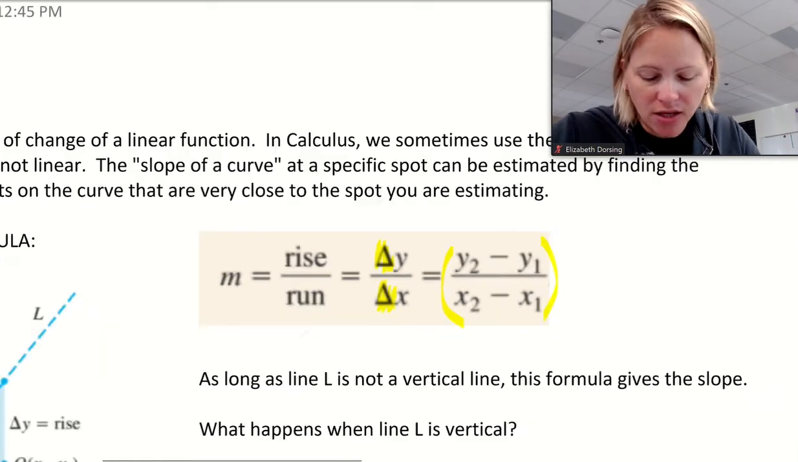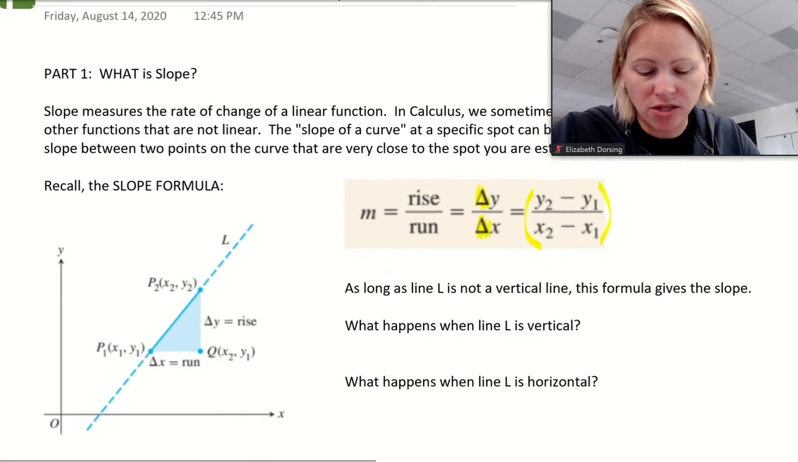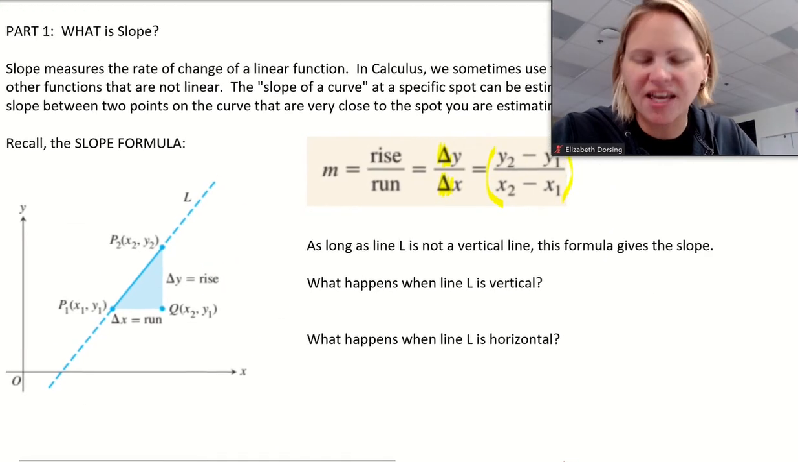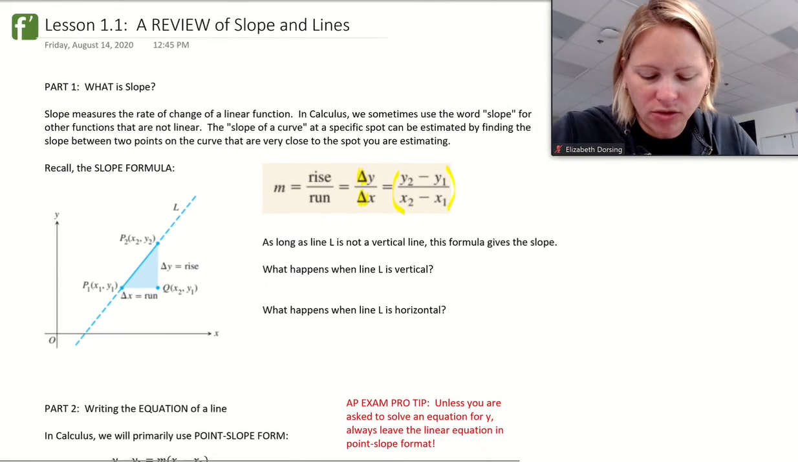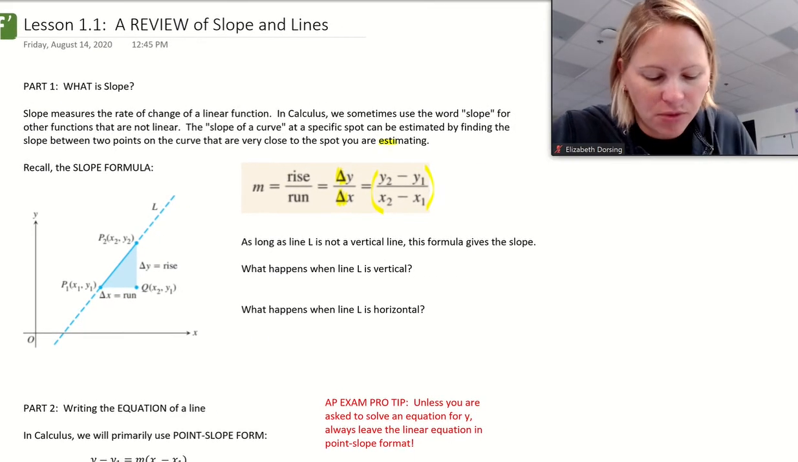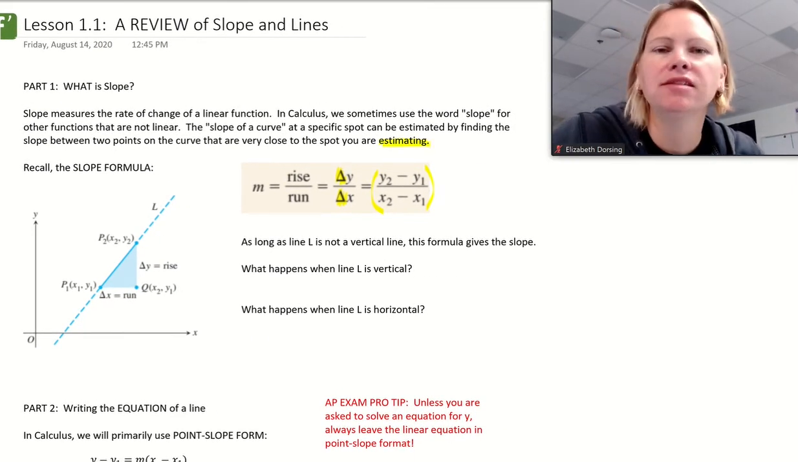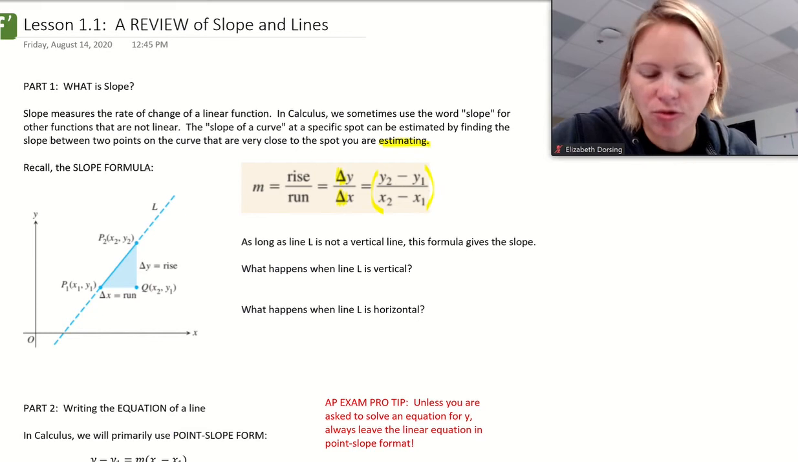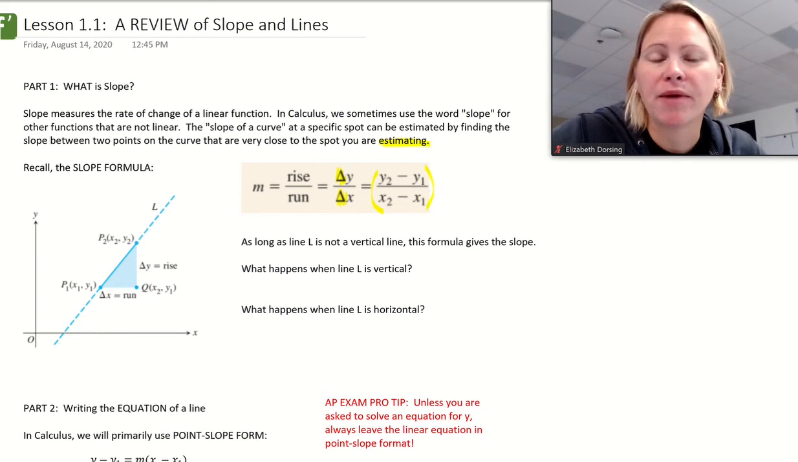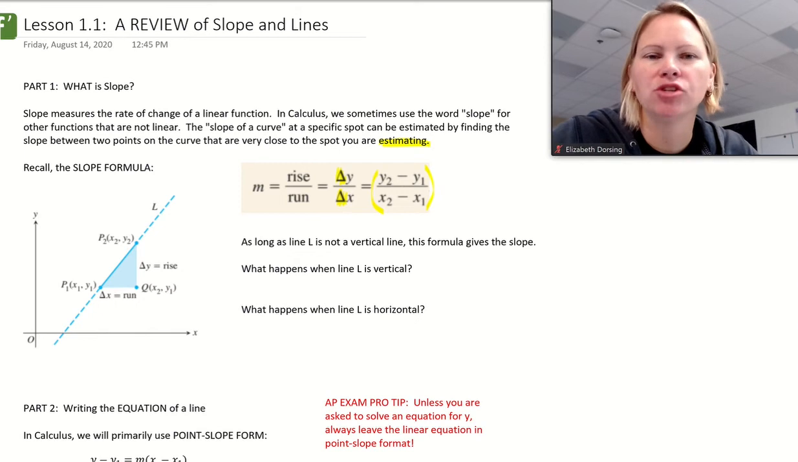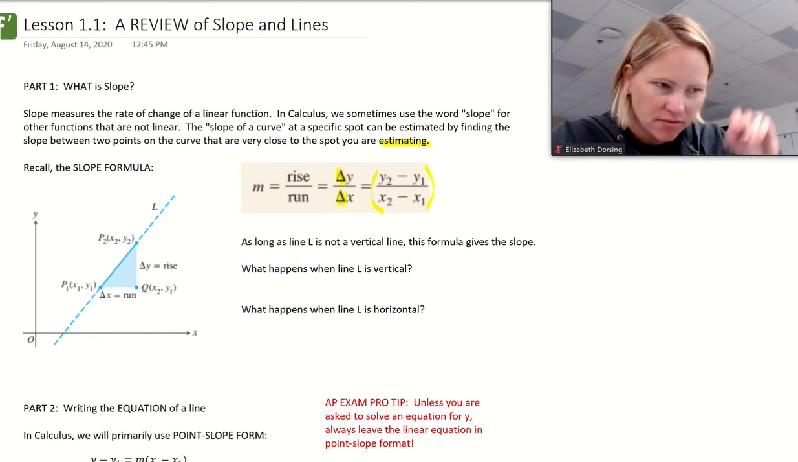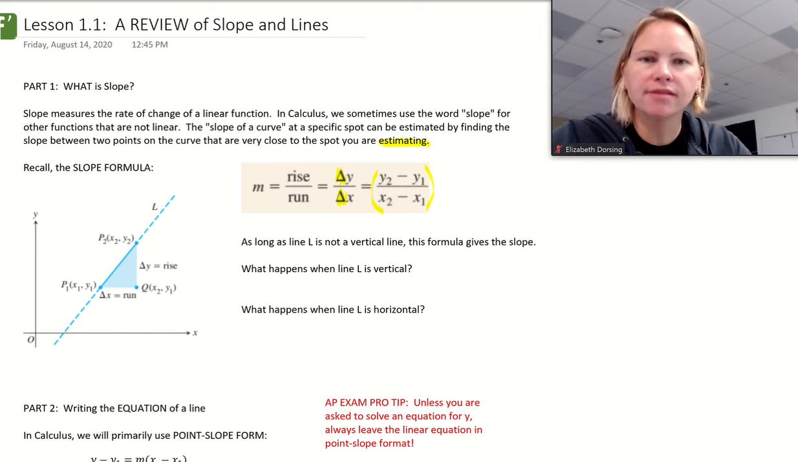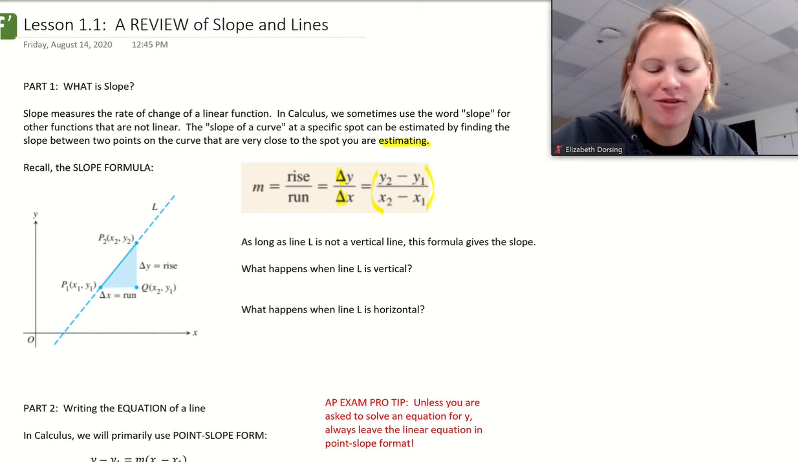Now, remember, I said we can also use slope to describe a function that is not linear, a function that is a curve. And what we can do is we can actually use this to estimate the rate of change or to estimate the slope of a curve. So suppose we do have a parabola and it passes through 2 points. If we find the slope between those 2 points, we're estimating the average rate of change over that interval for that nonlinear function. So we're estimating the slope of a curve using the slope of a line.